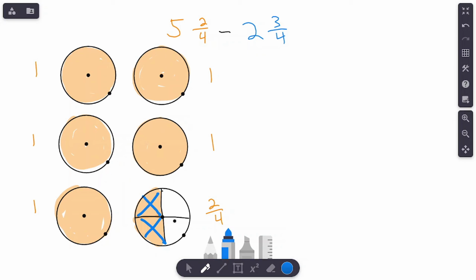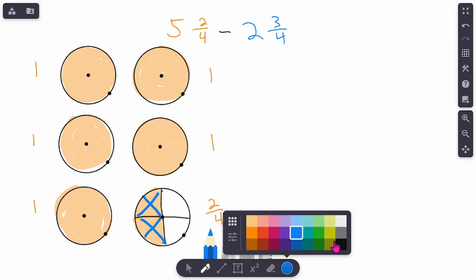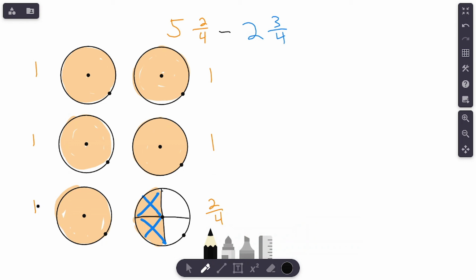Well, that means that we're going to need to take one of these whole models and we're going to need to partition it. We're going to need to regroup it to make it 4/4. So I'm going to take this model here and break it up into 4 equal size sections because 4/4 is the same thing as 1 whole. Notice we partitioned it into 4 equal size sections. We regrouped 1 whole as 4/4.